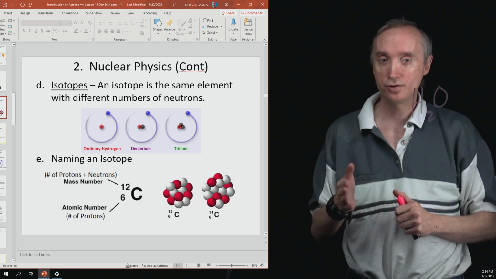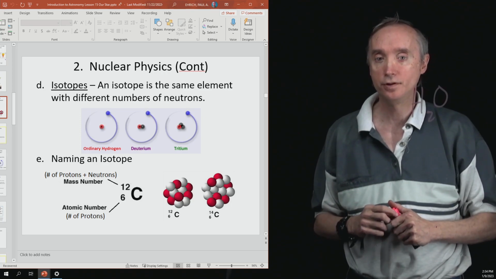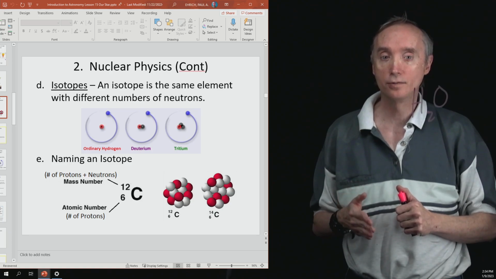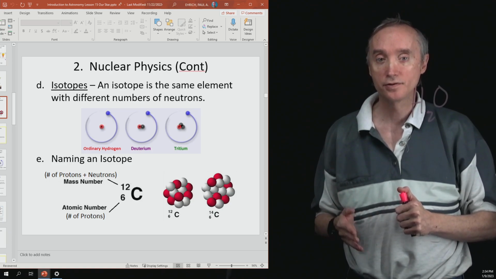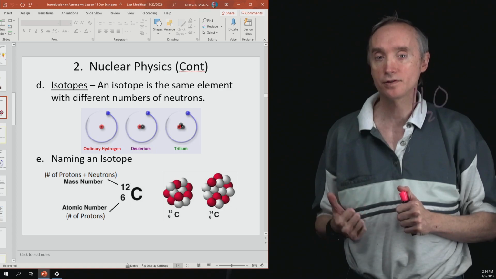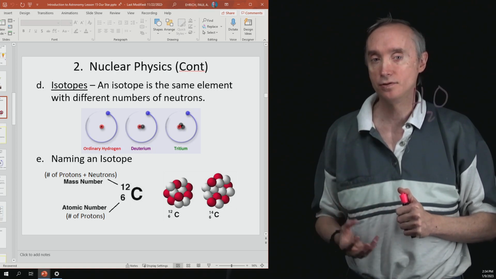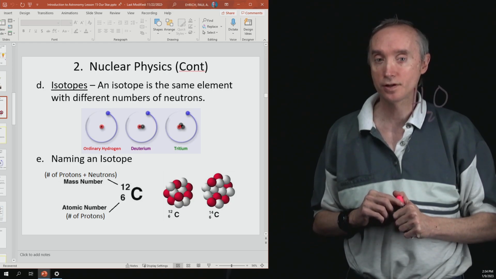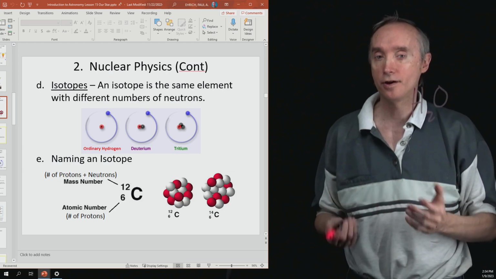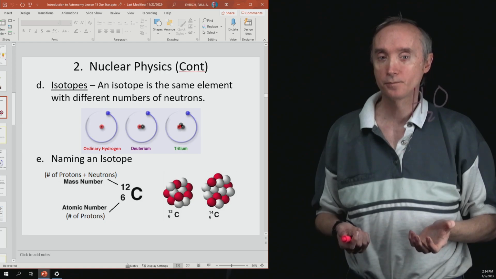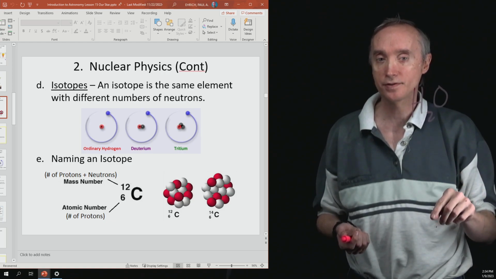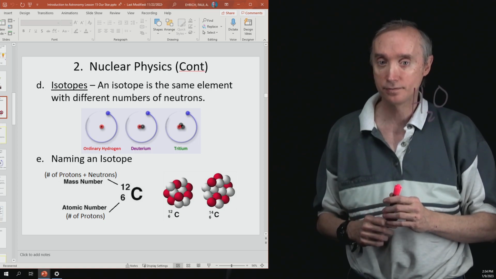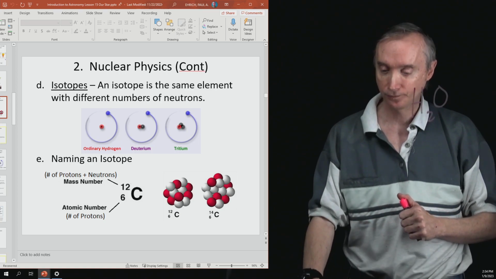So you've got two different isotopes of carbon. You've got carbon 12 and you've got carbon 14. So carbon 12 is going to have 6 protons and it's going to have 6 neutrons. And then carbon 14 is going to have 6 protons. And how do we figure out the number of neutrons? We're going to take 14 minus 6, which is 8. So it'll have 8 neutrons in its isotope.